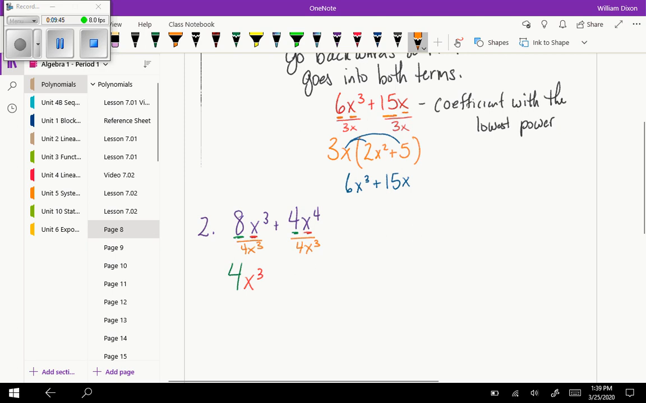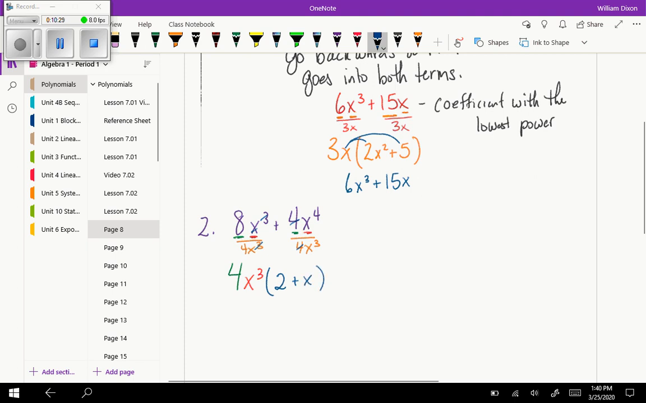When you pull that 4x to the third out of 8x to the third plus 4x to the fourth, the question is, what are you left with? So you're going to divide to see what you're left with. So 8x to the third divided by 4x to the third, well, these are going to cancel, so you're going to be left with 2. Bring the plus sign down. If I have 4x to the fourth divided by 4x to the third, the 4s are going to cancel, and when I subtract, I'm going to be left with just x.